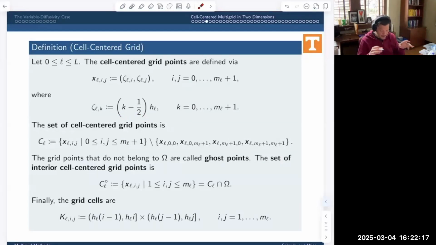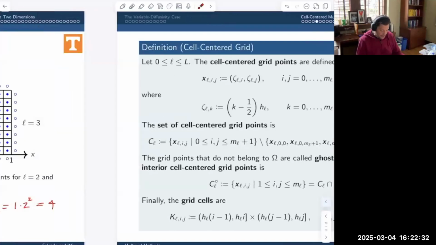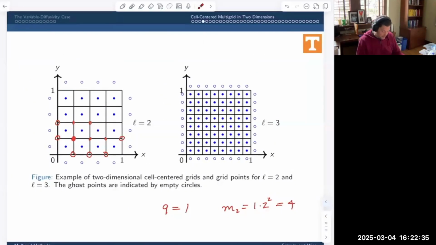For a generic L and a generic K, I'm going to define this thing called zeta_LK to be (K minus a half) times H_L. So this is the grid spacing at level L. The reason for the subtraction of the half is because I really want to move those points from these vertex points into the cell center point. So that means I have to back off by a half. And of course, this is exactly the same procedure that I've done in the one-dimensional case. It's just that I have to do this both for the x coordinate and the y coordinate now.